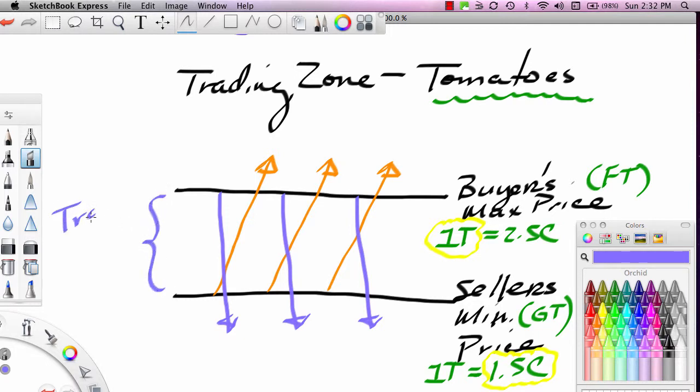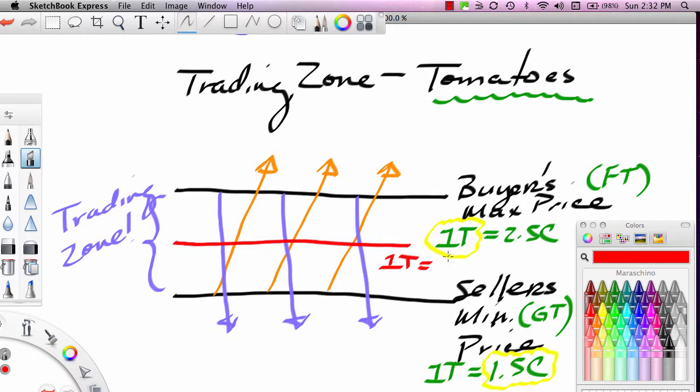Any exchange rate, and I'll be explaining this more in our next lesson, in lesson 3, but any exchange rate that falls within this trading zone is going to benefit both seller and buyer. Any exchange rate that falls outside this trading zone will not benefit one or the other party. For instance, we can pick the midpoint here. Let's do that. I'll go back to red, and let's just pick the midpoint in this zone. Now this is going to be 1 tomato equals 2 corn.